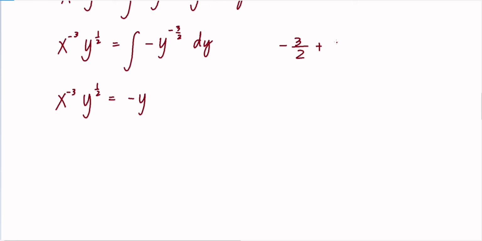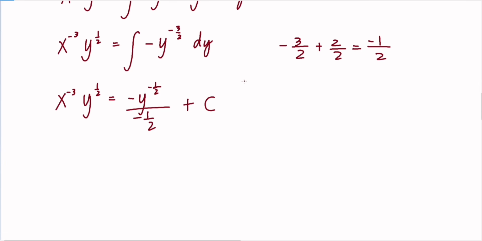So instead of putting 1, I'll write 2 over 2, guys, so that we have the same denominator. It's also 1 anyway, so it's easier to add 1. So when we add 1 there, we will have negative 3 plus 2 is negative 1 over 2. Okay? So negative 1/2. Of course, the new exponent is also the denominator. So negative 1/2, plus c.